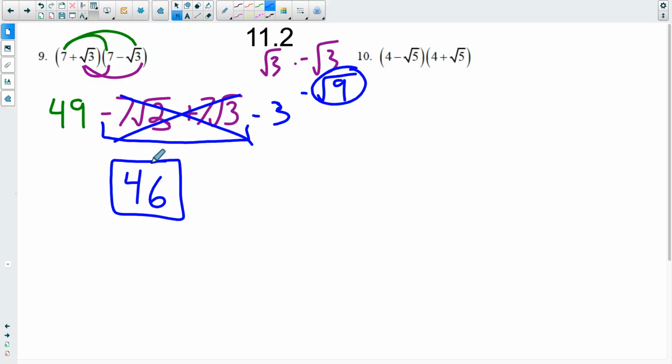I started with radicals. I started with square roots. Now I don't have any square roots. We'll talk about that momentarily. Go ahead and do number 10.